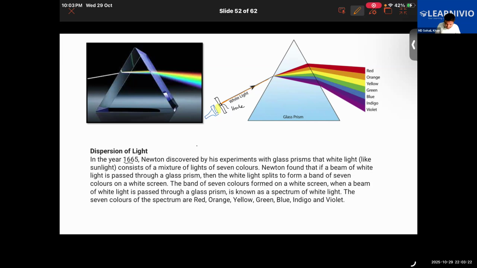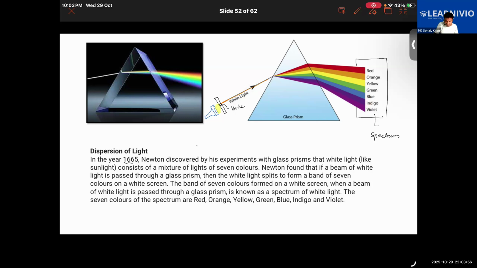So there was a white screen on which a band of seven colors was obtained. That is what we call a spectrum, a spectrum of colors, or spectrum of white light. This phenomenon proved to us that white light is made up of seven different colors. The colors of the spectrum were red, orange, yellow, green, blue, indigo, violet.